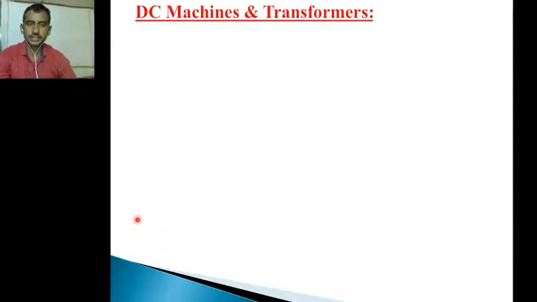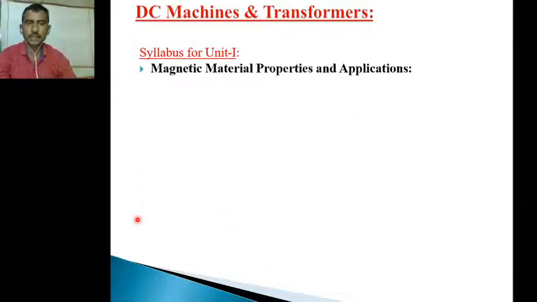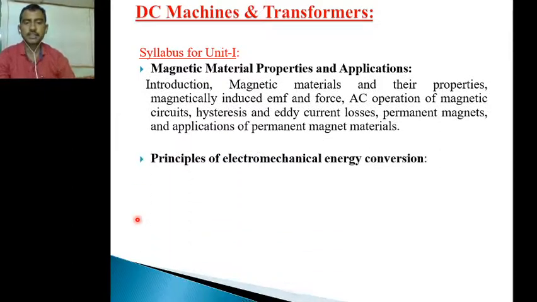In the DC machines and transformers subject, the first unit consists of two parts. The first part is magnetic material properties and applications, and the second part is principles of electromechanical energy conversion. In the first part, the points are introduction, magnetic materials and their properties, magnetically induced EMF and force, AC operation of the magnetic circuits, hysteresis and eddy current losses, permanent magnets and their applications.